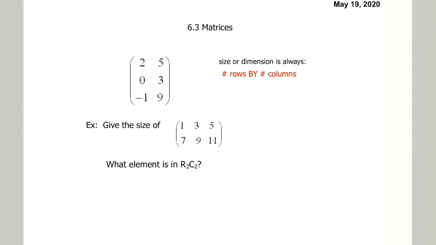Sometimes we use what we call a matrix to organize data. And then when we have matrices, we can do things like compare the data, add the data, and multiply things together. So first let's talk about what a matrix is.